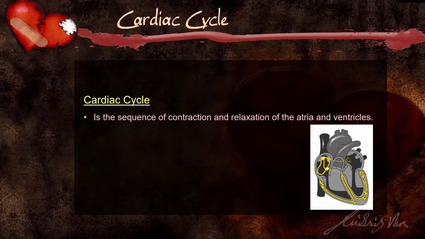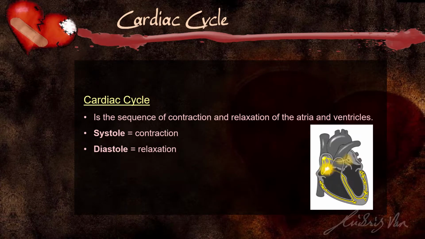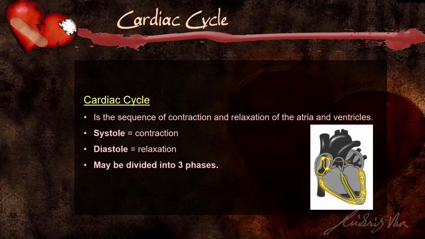So during a cardiac cycle, it is a sequence of contraction and relaxation of atria and ventricles. It consists of systole and diastole. Systole is the contraction of the cardiac muscle, while diastole is the relaxation. They may be divided into three phases, which we will find out soon.